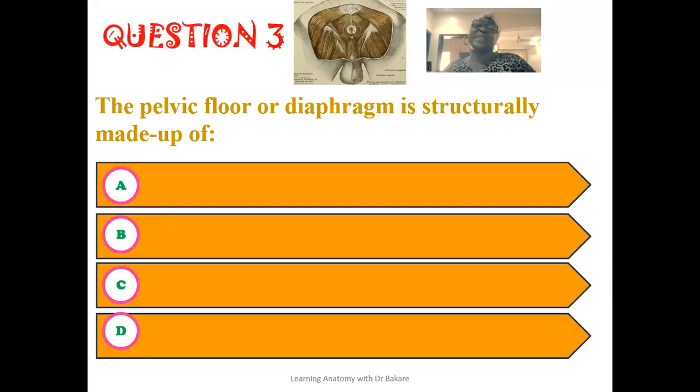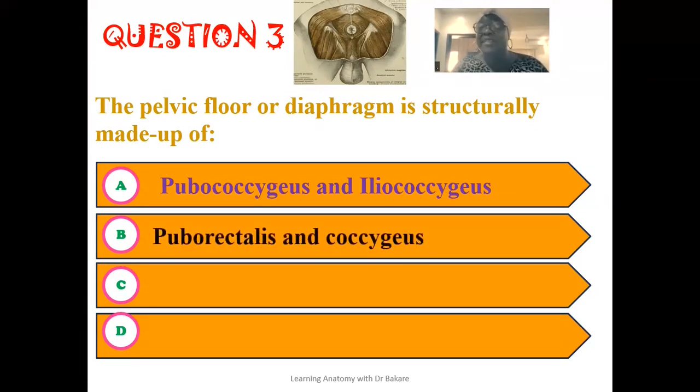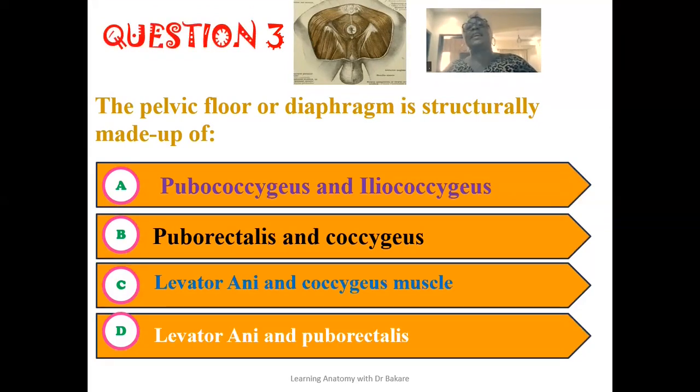The third question reads that the pelvic floor, the pelvic diaphragm is structurally made up of what? So what are the structural components of the pelvic floor or the pelvic diaphragm? The first option here is the puborectalis and also the iliococcygeus muscle. Is it the puborectalis and the coccygeus muscle? Is it the levator ani and the coccygeus muscle? Or is it the levator ani and the puborectalis? Out of all these options, the correct option here is the levator ani and the coccygeus muscle.